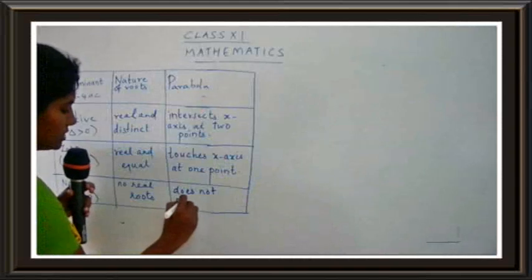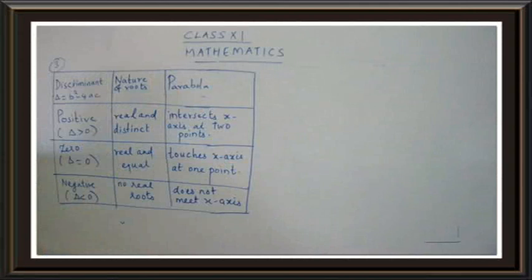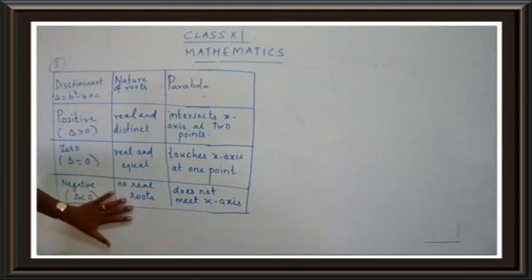Does not meet x-axis. So just remember all these points. So how is the root? When positive, real and distinct. When 0, real and equal. For negative, no real roots.